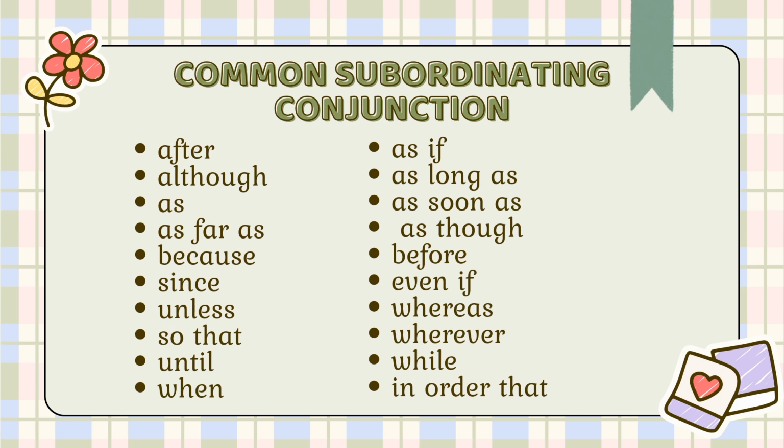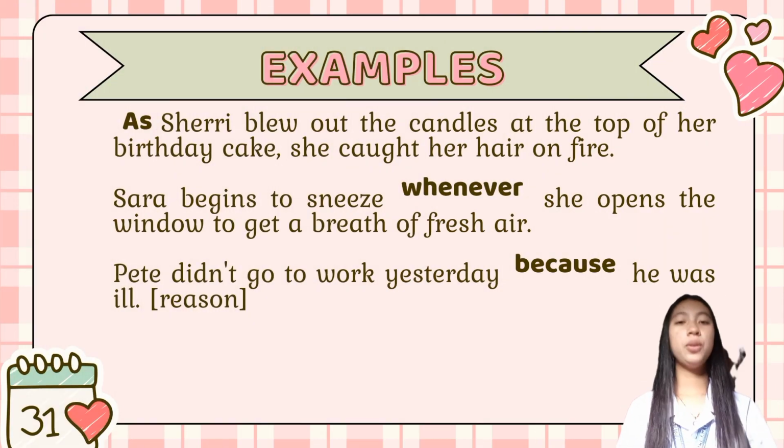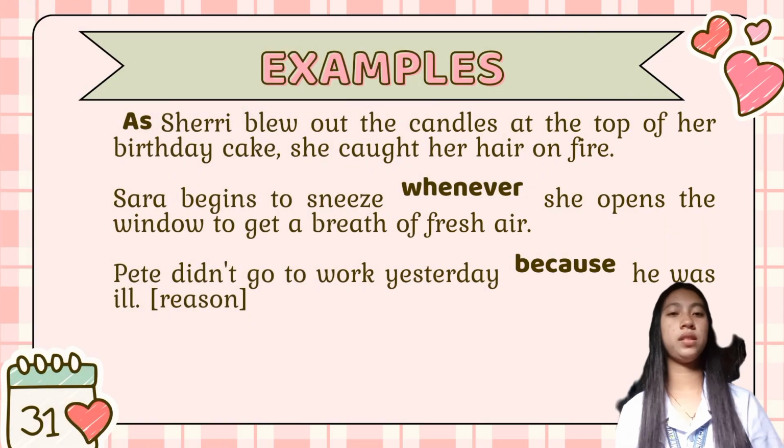Common subordinating conjunctions: after, although, as far as, because, since, unless, so that, until, when, as if, as long as, as soon as, though, before, even if, whereas, wherever, while, in order that. So, I have here some examples.